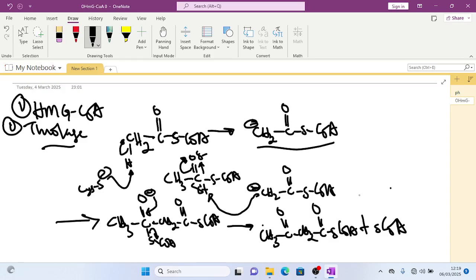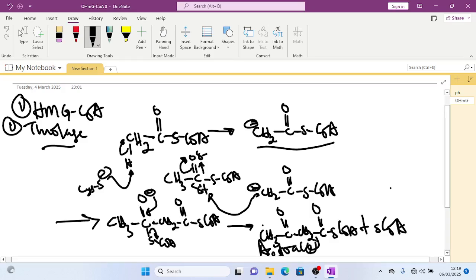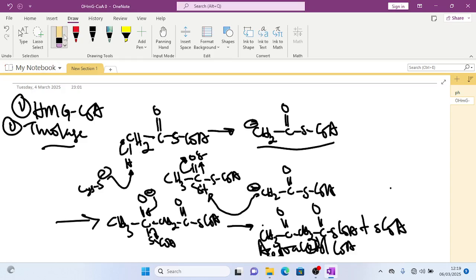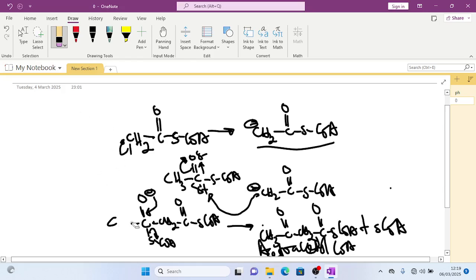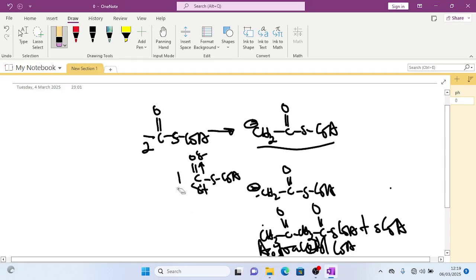We get acetoacetyl-CoA formed here. And what happens next is that our acetoacetyl-CoA further combines with another molecule of acetyl-CoA. So in a way, we can say that three acetyl-CoAs combine together to form HMG-CoA, right?